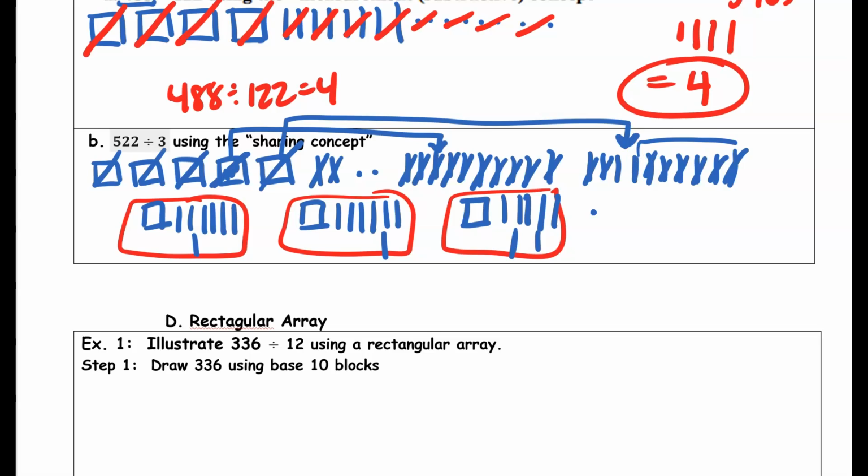We had one long left over, because we should have 7, 7, and 7. That's 21, and we had 22 longs. So there was one long that did not get used up. So that was left over. What we're going to do with that is exchange it into 10 units.